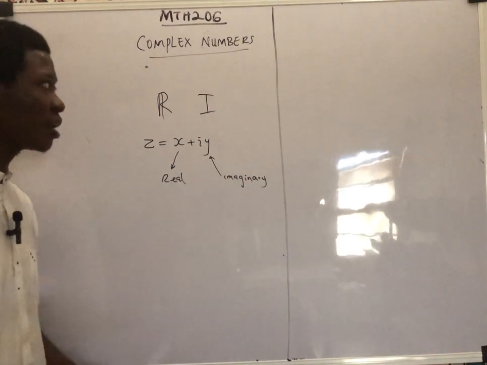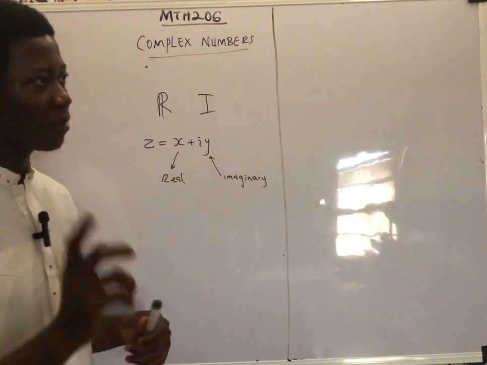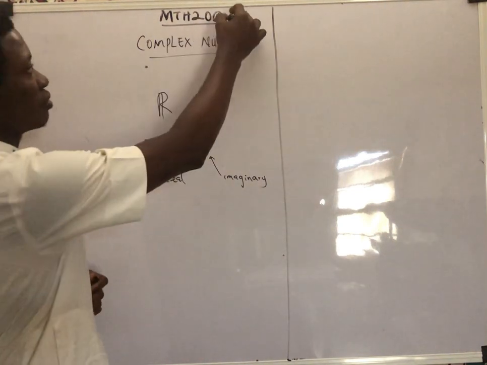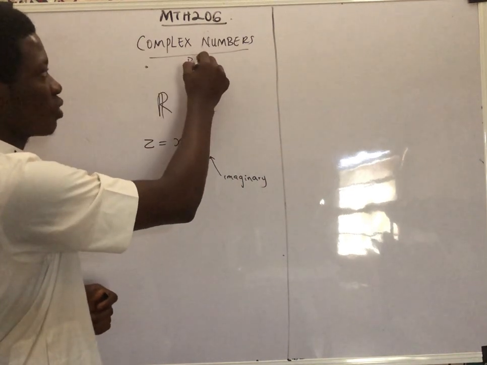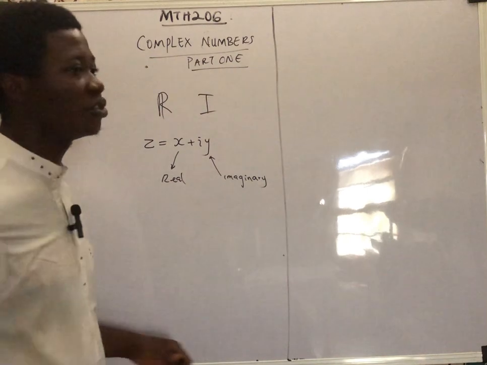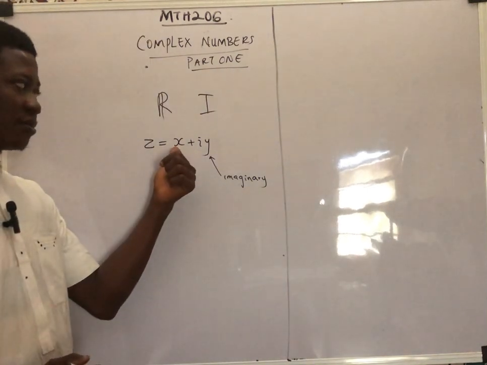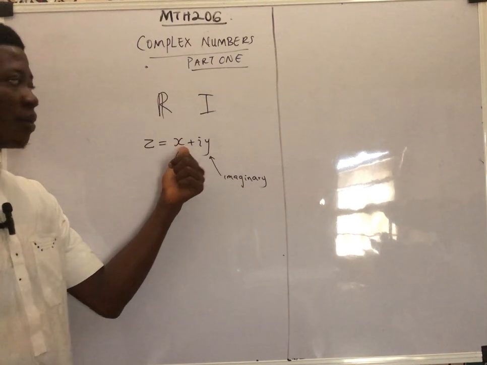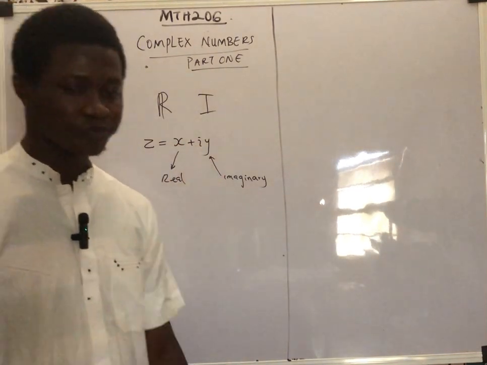This particular course has several parts, but the part that we are doing is complex numbers part 1. I'm not going to do everything in this video because it's going to be very long. So the real part is without the i, while the imaginary part is with the i. Now let's move to the next thing.